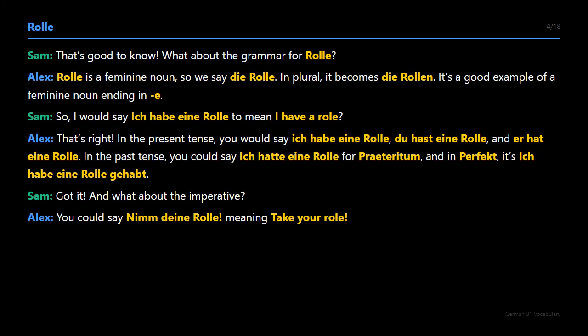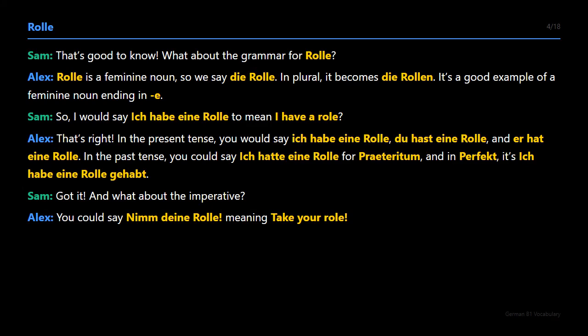That's right. In the present tense, you would say, ich habe eine Rolle, du hast eine Rolle, and er hat eine Rolle. In the past tense, you could say, ich hatte eine Rolle, for Präteritum, and in Perfekt, it's ich habe eine Rolle gehabt.